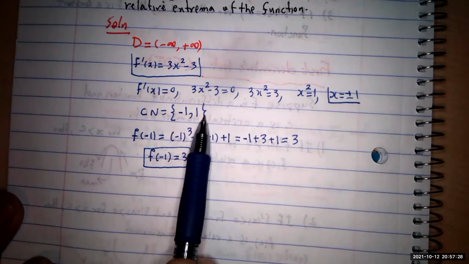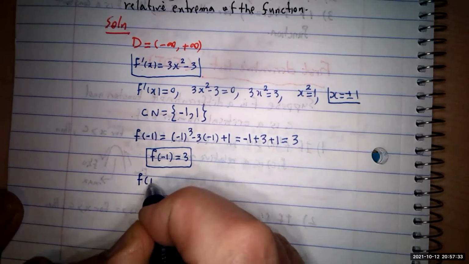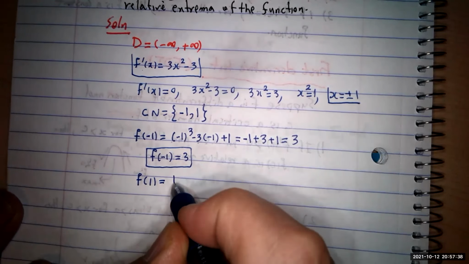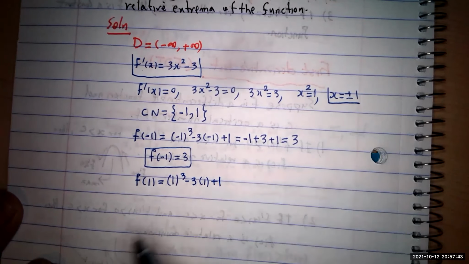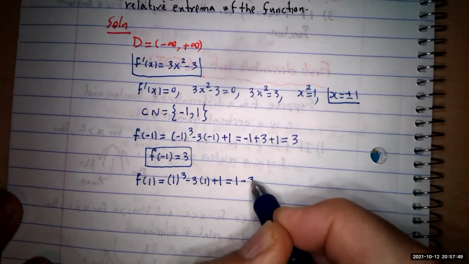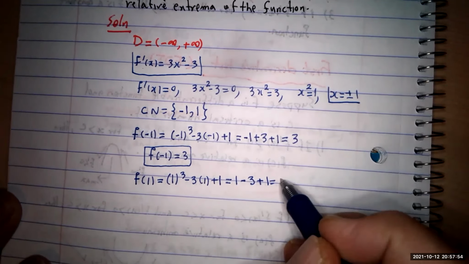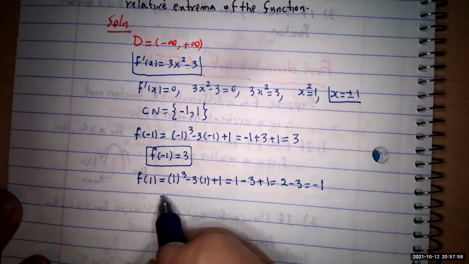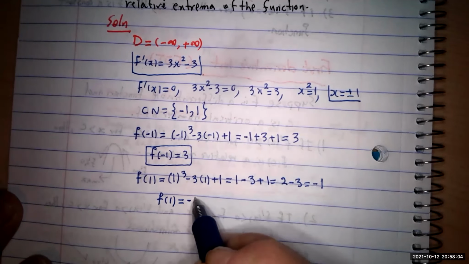So that was negative 1. Try the other one. You have to try all of them. So find F of 1. F of 1, you substitute, so that's going to be 1 cubed minus 3 times 1 plus 1. So it's going to be 1 cubed, which is 1, minus 3 plus 1. That gives you 2 minus 3, which is negative 1. So F of 1 is equal to negative 1.